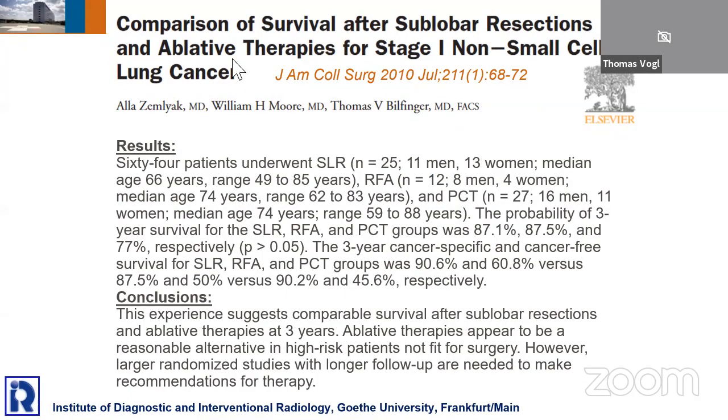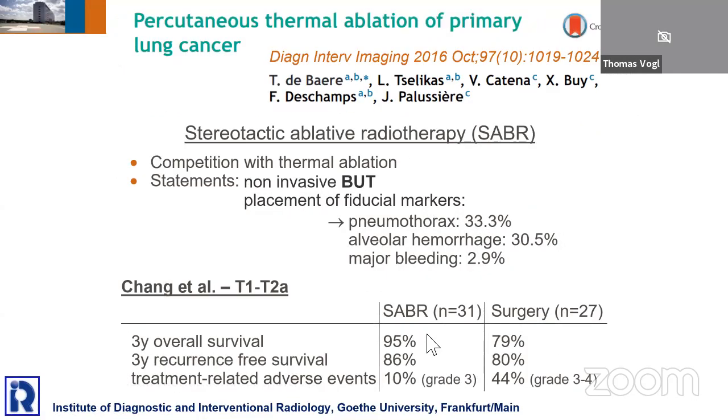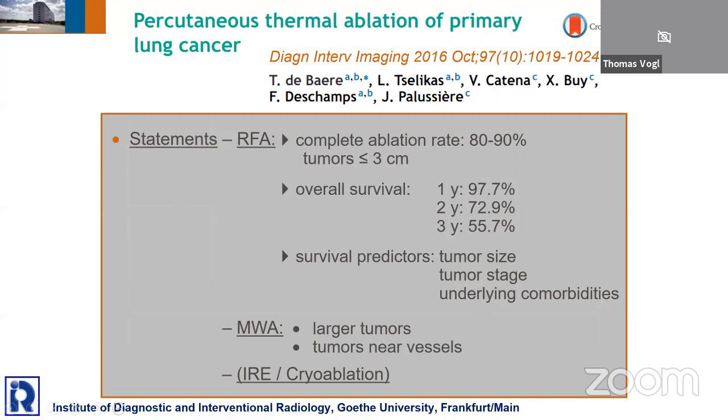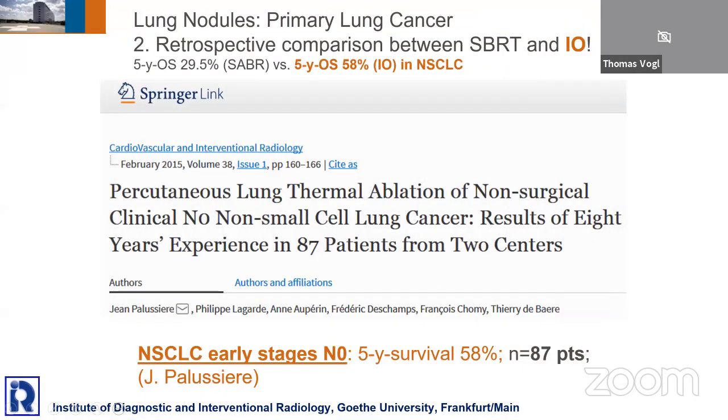Interestingly, there's a nice study from 2010 comparing survival and ablation for stage 1 tumors, and they found that ablative therapies are a very reliable technique in high-risk patients. Primary tumors, also surgery and SBRT, are shown in comparison here. But of course, if you need markers to put in with stereotactic radiotherapy, then you also have a risk of pneumothorax and hemorrhage in that area.